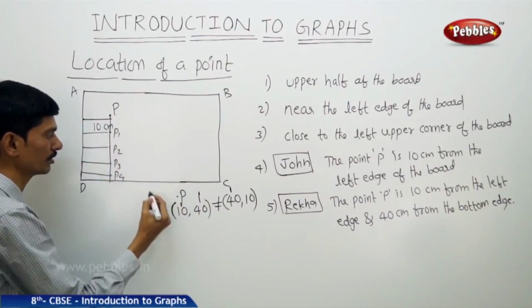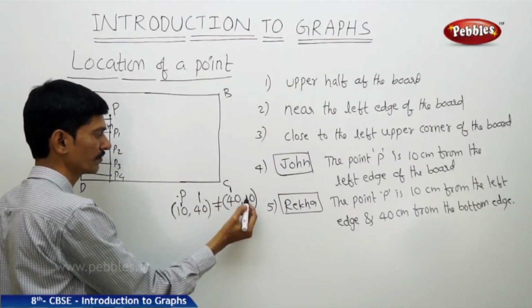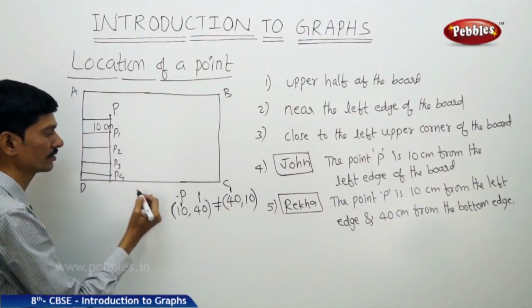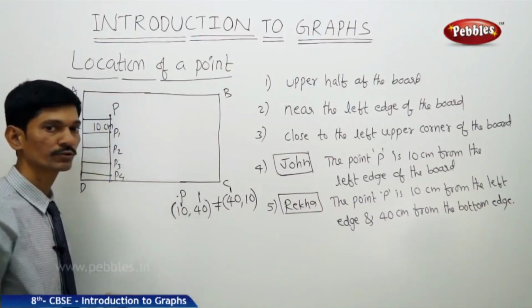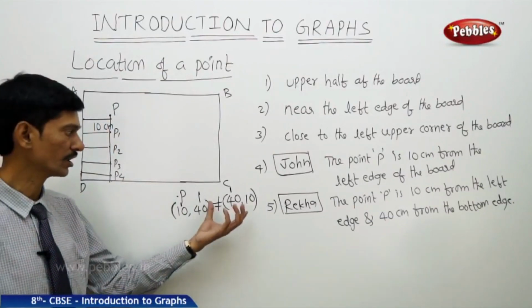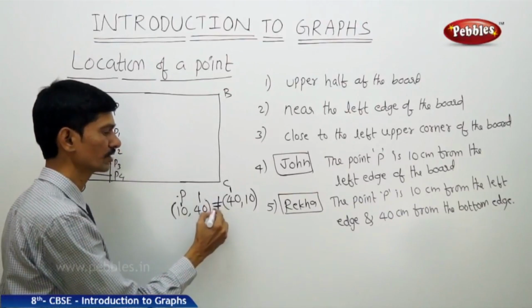So this is 40 centimeters away from the bottom edge, whereas the second point is only 10 centimeters away from the bottom edge. So we can conclude that the 2 points 10 comma 40 and 40 comma 10 are both different. So these are not equal.